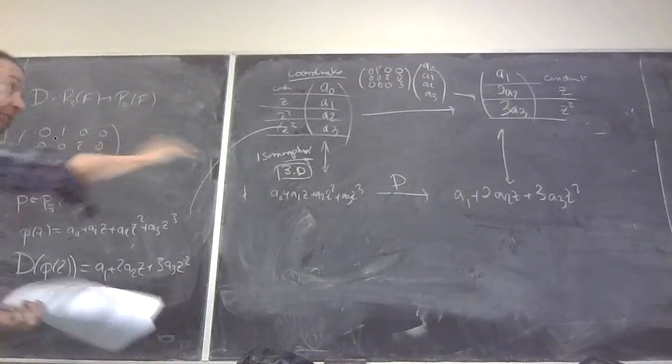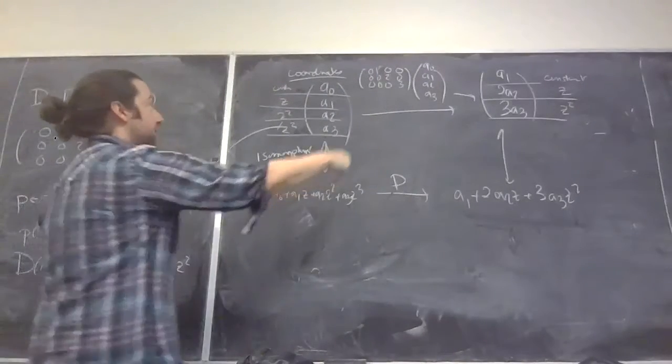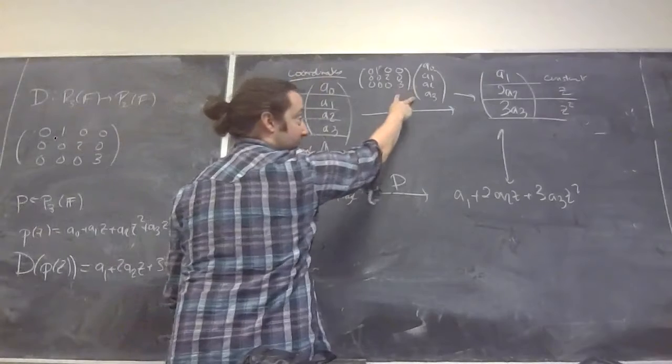Okay, so this is what we want. We want that map to make sense. We want coordinates to make sense. We want matrix multiplication to make sense.